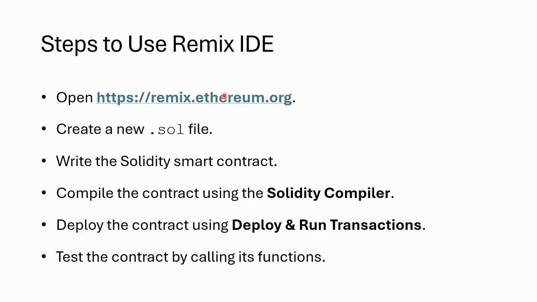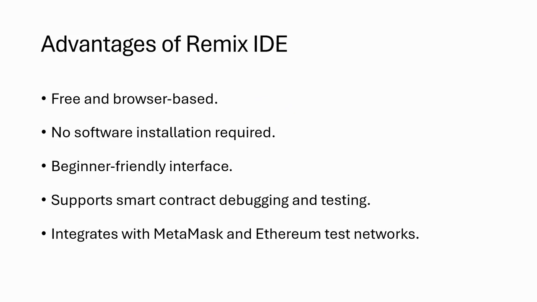Once you have written the Solidity smart contract, you can compile it using the Solidity compiler. We can deploy the contract using deploy and run transactions, and test the contract by calling its functions. These are the steps we follow to get the code deployed in the IDE platform.